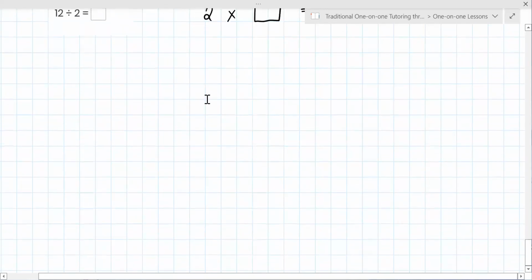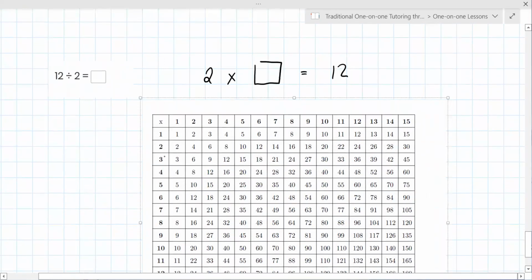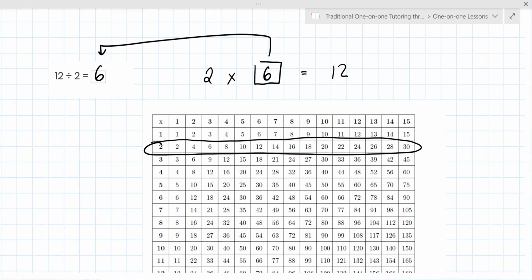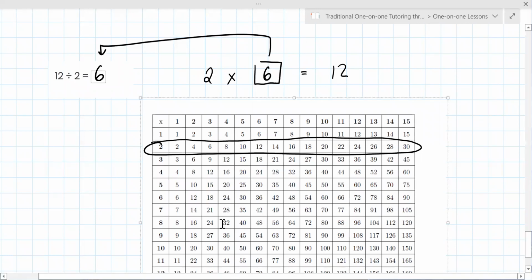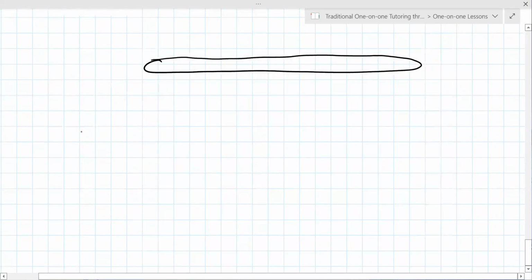So 2 times what number? Sorry, I know there's a lot of moving around here. 2 times what number gets you to 12? 6. That's right. So 12 divided by 2 is 6. Let's look at another one. Do you have a multiplication table? No. Okay, you definitely want to get one printed. I'll try to remember to send your dad a note for that.